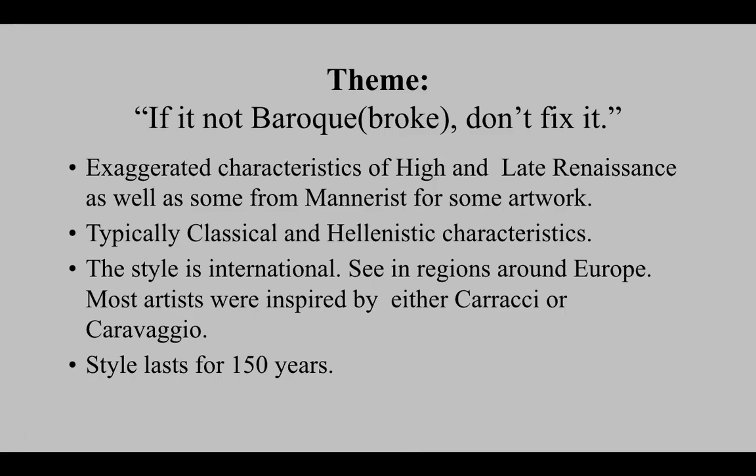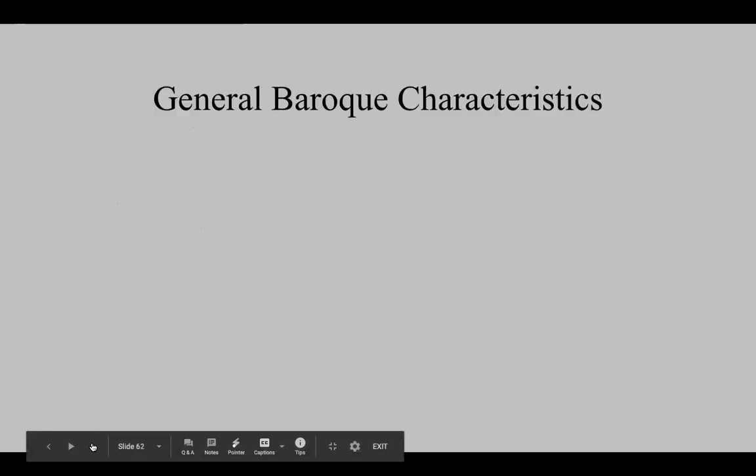And the style, I would say there are two different dominant styles, both of them basically coming from Italy. One is by the artist or the group of artists with the last name Carracci, and the other one is Caravaggio. Now, we're going to focus on Caravaggio. They didn't put any Carracci in the 250. And this style exists for about 150 years, right?